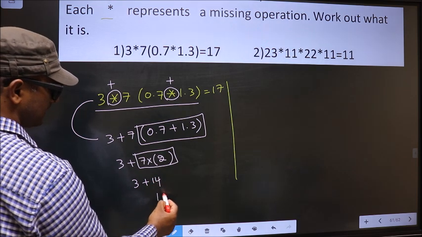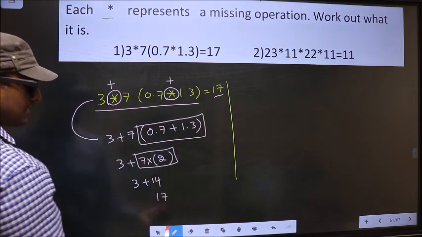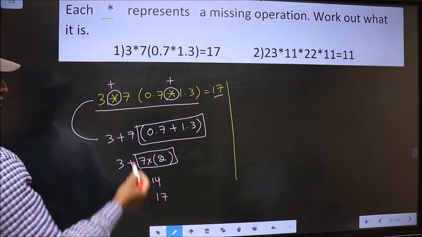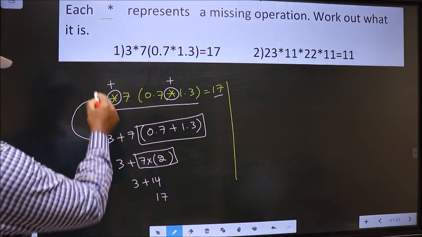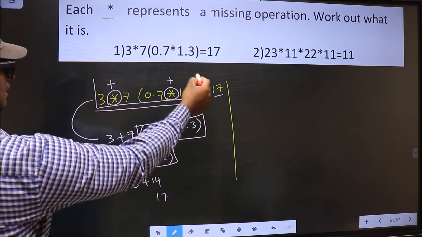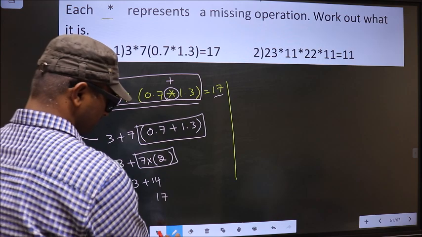3 plus 14, 17. We should get 17, we got 17. So operations we replaced are correct. So this is our answer. Okay, next.